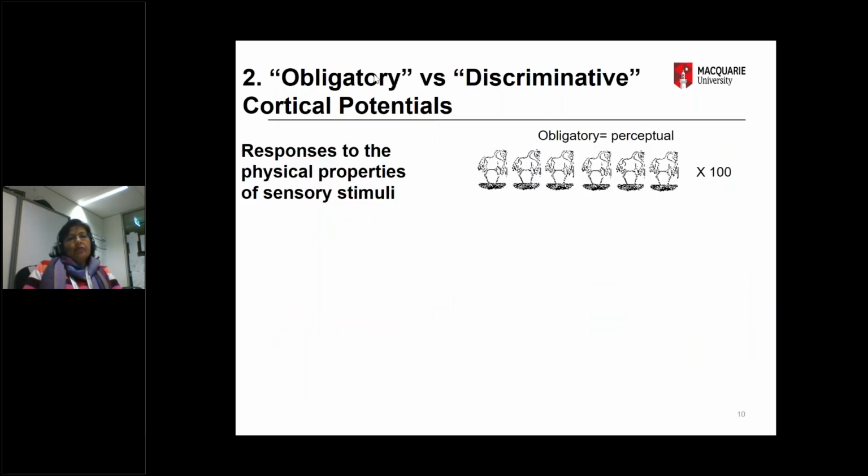So what is this? We've got 2 things. Like I said, we have obligatory, which is responses to physical properties of sensory stimuli. So say, for instance, you've got these obligatory responses, which I said are in response to percept. And if we were doing a visual task and we saw these very, I guess, statue-like storks just sitting there, to each one of the storks you would have a visual evoked cortical response. And if each of the storks was, say, whistling, to each of those whistles you would have an obligatory cortical response.